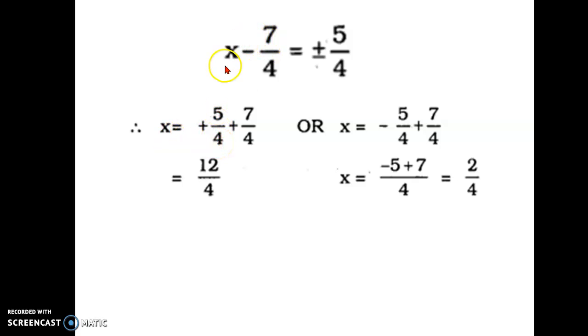So x is here. Bring this constant to the other side of equal to, so it will come in plus. Here it is minus, so when it comes into the RHS, it will come as plus. So take LCM. LCM is 4, both sides 4 are there. So 4 is here. 5 plus 7 is 12. Okay, that is one value.